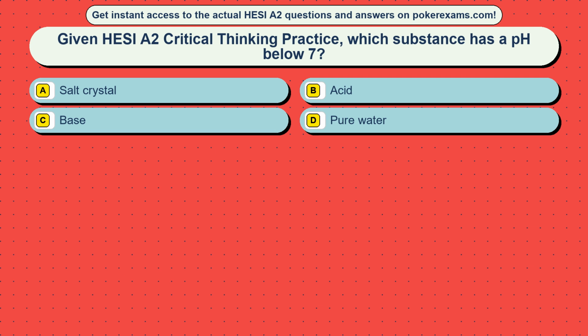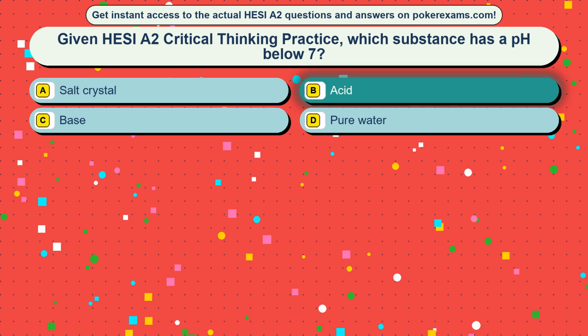Question 8. Given HESI A2 critical thinking practice, which substance has a pH below 7? Option A, salt crystal. Option B, acid. Option C, base. Option D, pure water. The correct answer is option B, acid.